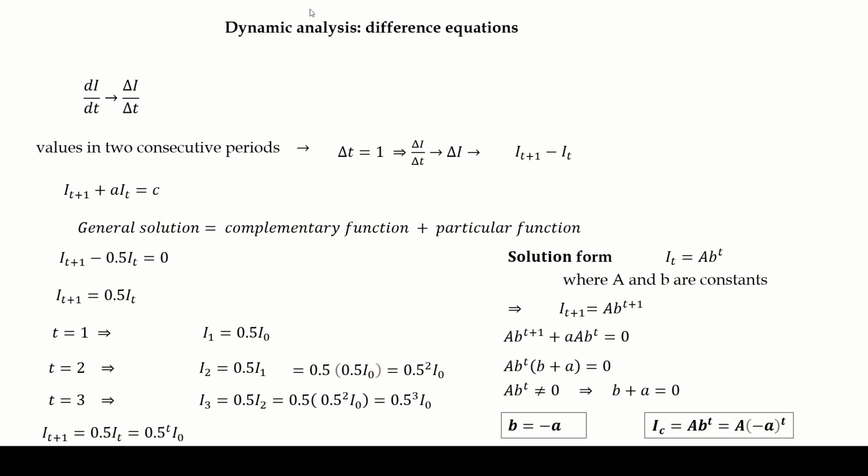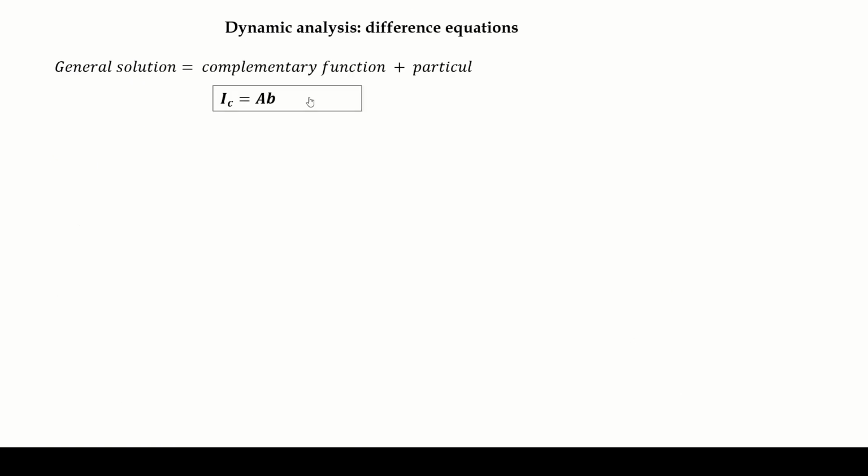Okay, so now let's move toward the particular solution. We have found the complementary solution. We know it looks like this. We know the general solution is the sum of these two. Now let's turn toward the particular solution.